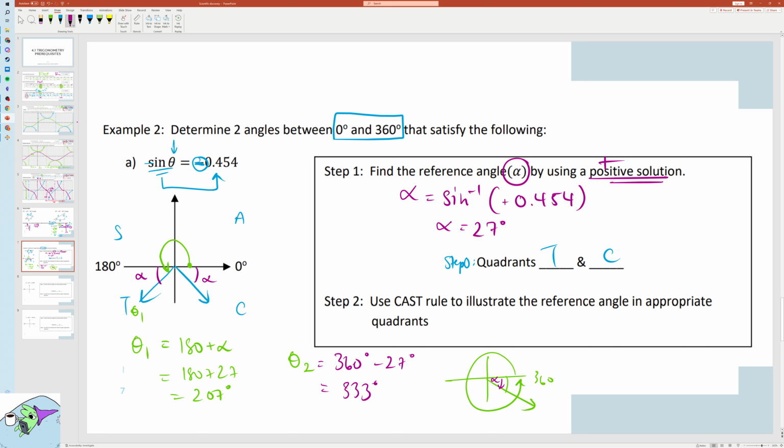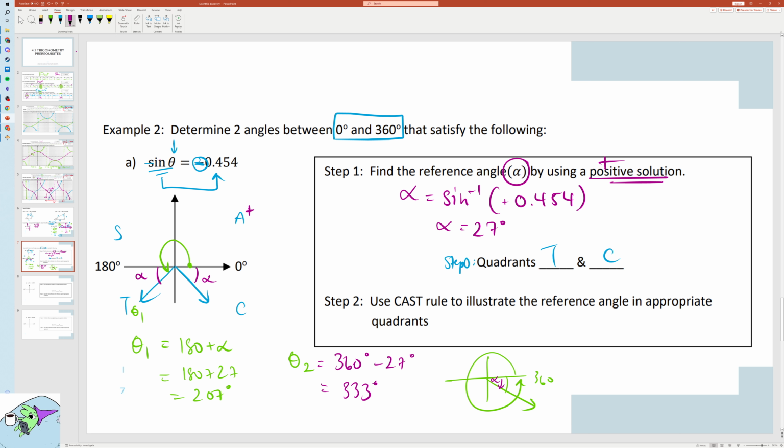The way we'll figure that out is in two parts. The first major part is the CAST analysis: where will we find regions of this ratio being positive or negative? Now, remember, CAST tells you only what's positive. Since we wanted negative results, not S for sine, not A for all, everything's positive here. So T and C. Then to find that little alpha, we'll do the inverse function on the positive version of this solution, and that will tell us alpha.